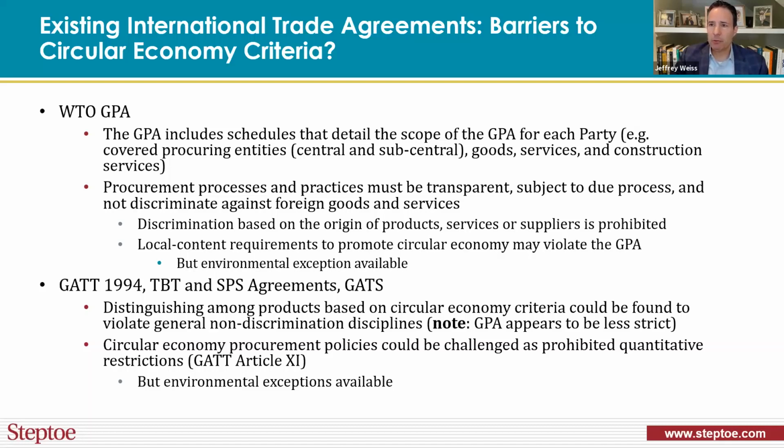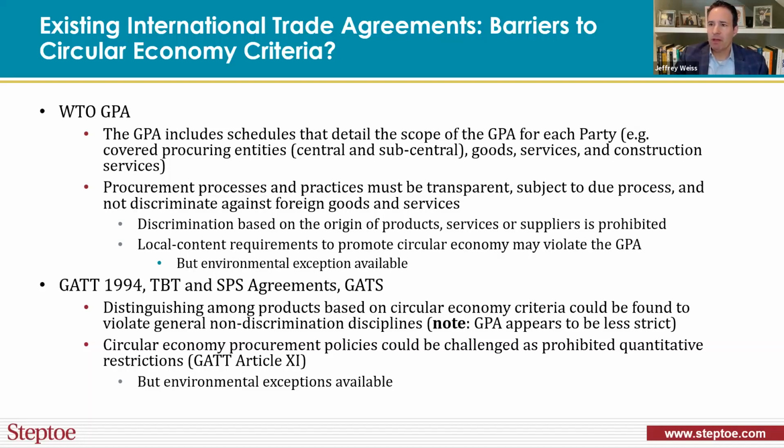And then the processes for procurement need to be transparent, there needs to be due process, and you can't discriminate. As I mentioned before, discrimination based on origin of products, services, or suppliers is a red line that is going to raise concerns. But you don't necessarily need to do that in order to obtain your objective. An origin neutral environmental measure, depending on how it's structured, there are good reasons why that could potentially be met here. Even a local content requirement that may violate the government procurement agreement, there are environmental exceptions available, as we discussed earlier.